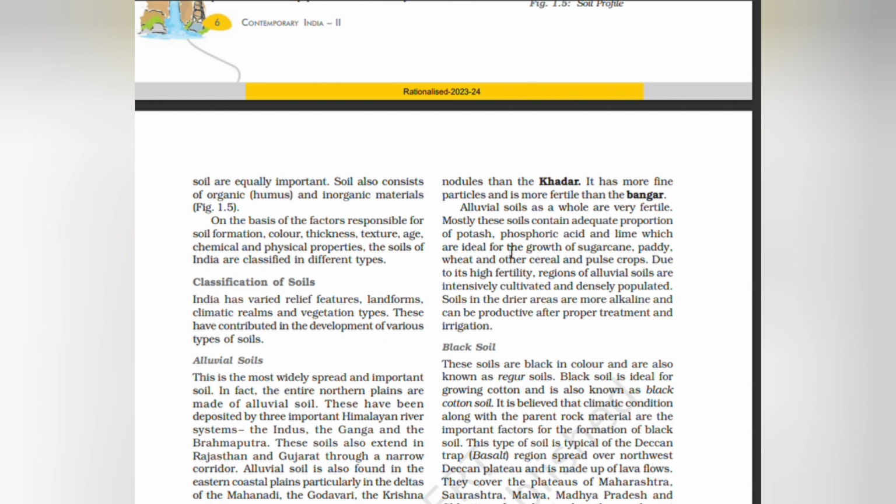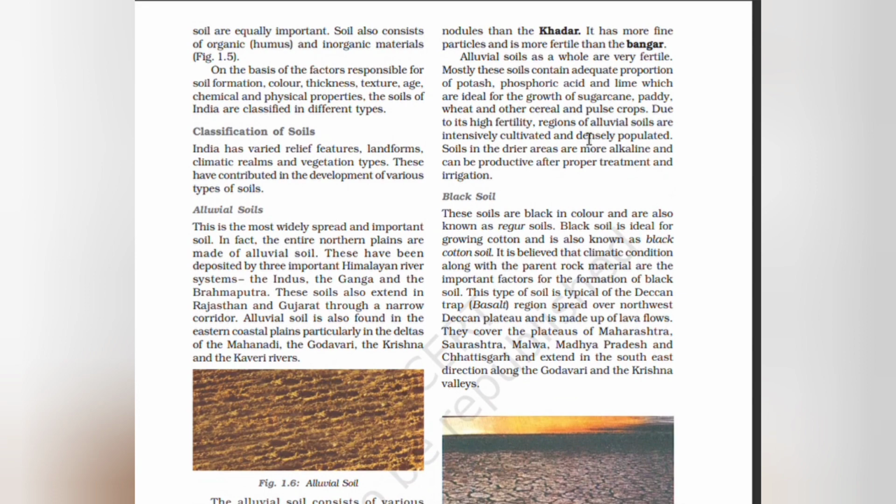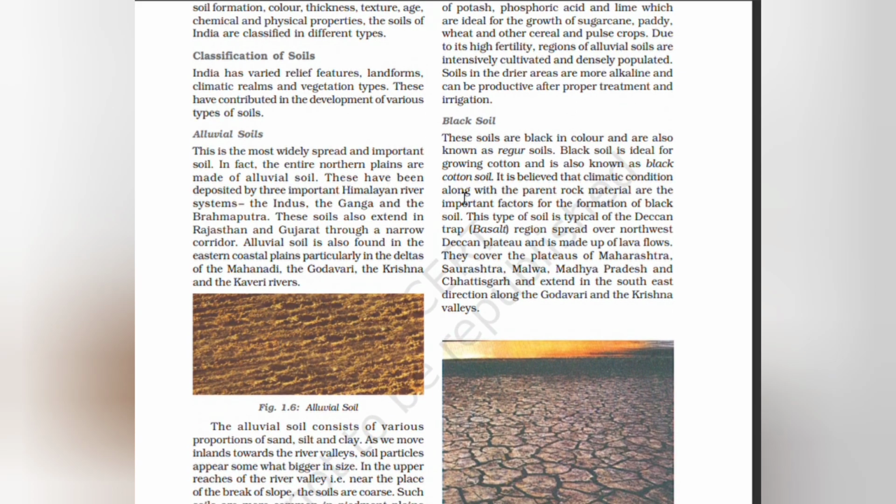Mostly these soils contain an adequate proportion of potash, phosphoric acid, and lime, which are ideal for the growth of sugarcane, paddy, wheat, and other cereal and pulse crops. Due to its high fertility, regions of alluvial soils are intensively cultivated and densely populated. Soils in the drier areas are more alkaline and can be productive after proper treatment and irrigation.